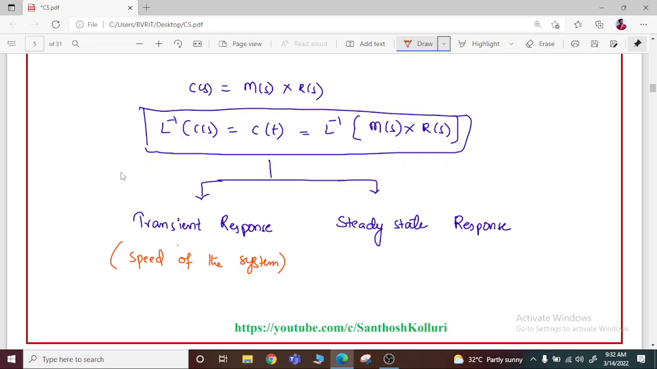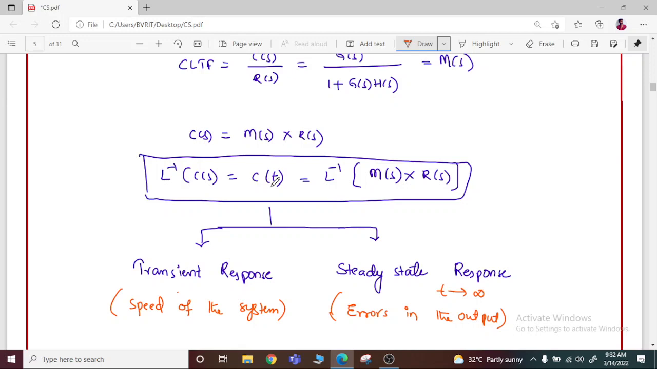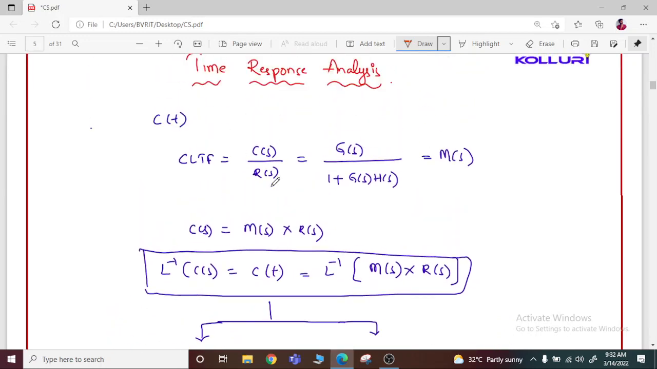So transient response is the response of the system when the input changes from one state to another state, and steady state response is the response of the system as time t tends to infinity. So in the steady state response we can calculate the errors in the output. So time domain analysis is nothing but the inverse Laplace of the output C of s, which is the response in the time domain.